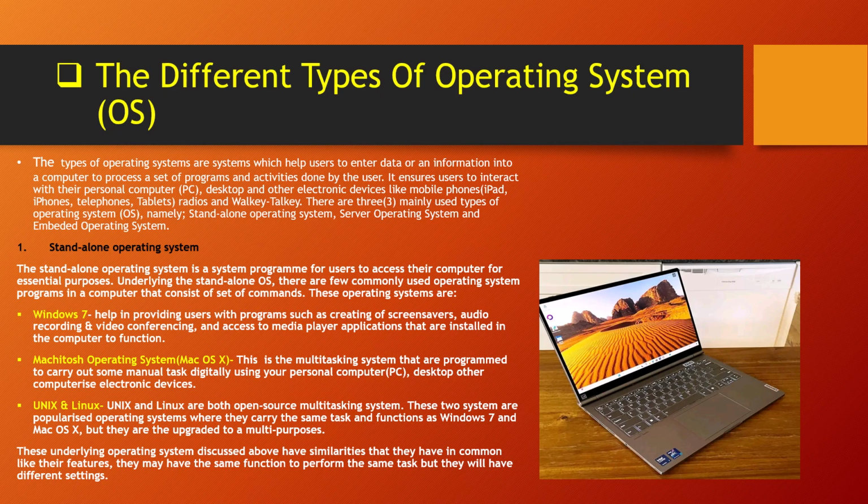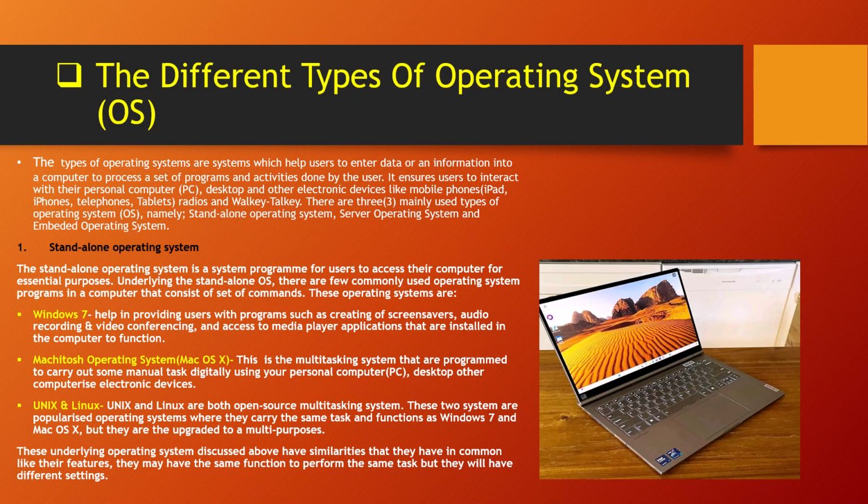Our slide number two, important parts of a computer that we are going to look at, is the types of operating system. The operating system helps users when starting a computer. There are three main operating systems, and there are also some underlying operating systems. The three main types are standalone operating system, server operating system, and embedded operating system. Here is the standalone operating system, and listed below, highlighted in yellow, are the underlying operating systems.